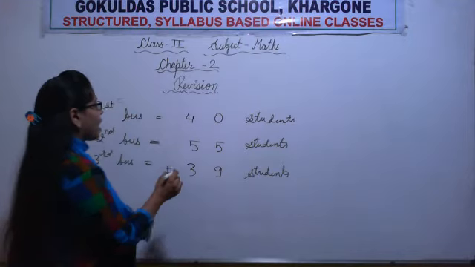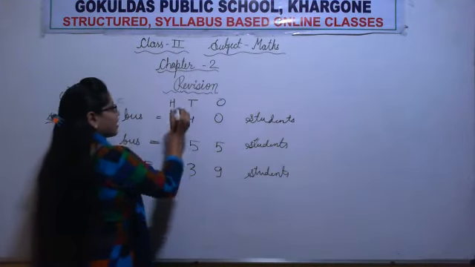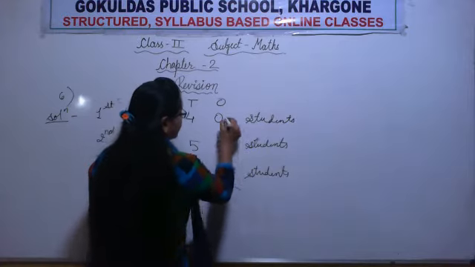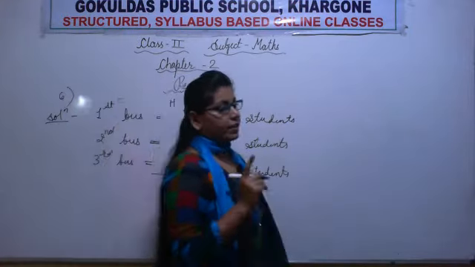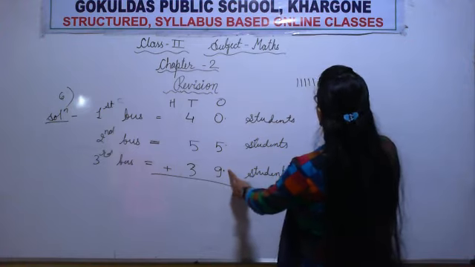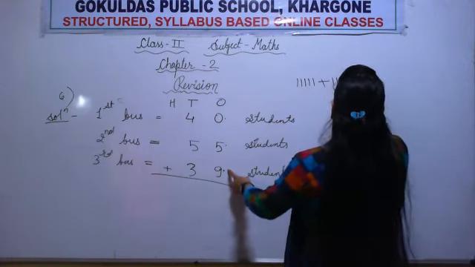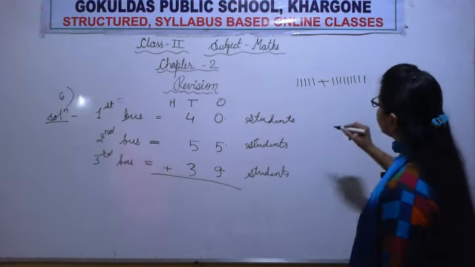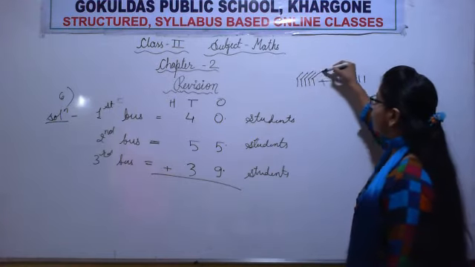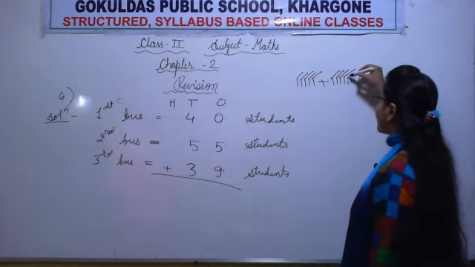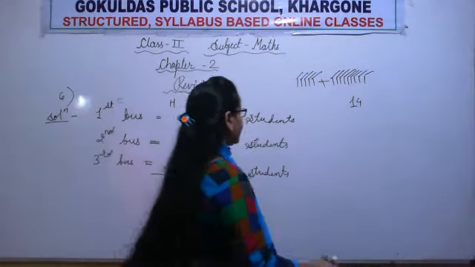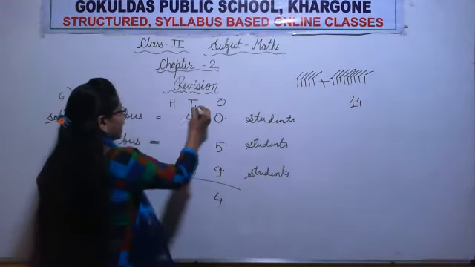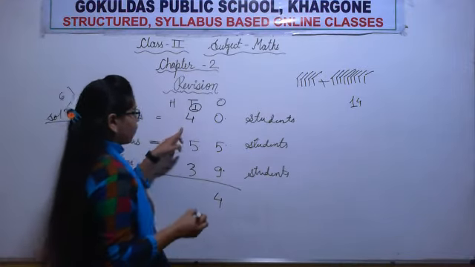Now let's write the places. 100 place may also come. Now let's add 0, 5 and 9. Whenever 0 is added to number, the result will be number itself. So 0 plus 5 is 5. Now 5 plus 9. So we will draw 5 sticks and we will draw 9 sticks. Now let's count how many sticks are there. 1, 2, 3, 4, 5, 6, 7, 8, 9, 10, 11, 12, 13 and 14. See, again we got 2-digit answer. So what we will do? We will do regrouping.